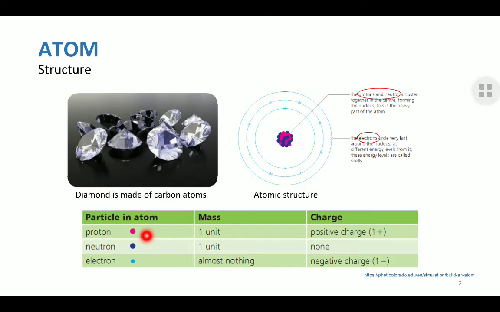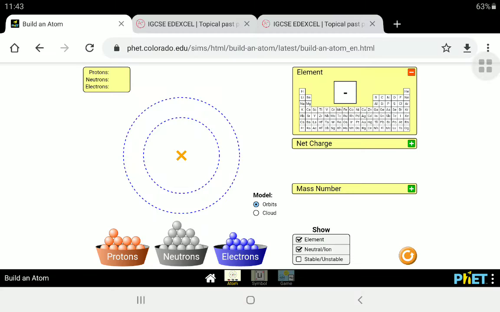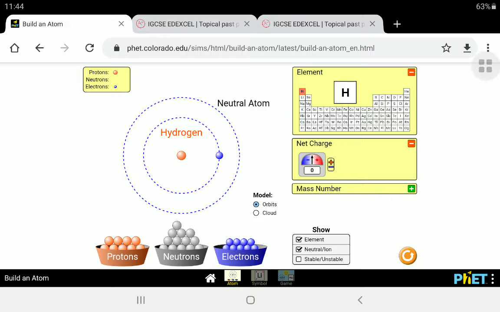That's why in the neutral atom, the total charge is neutral, because we have the same amount of protons and electrons, the same positive and negative charge. Let me show you how we can calculate the mass and also the charge. If an atom has 1 proton and 1 electron, the charge would be 0.